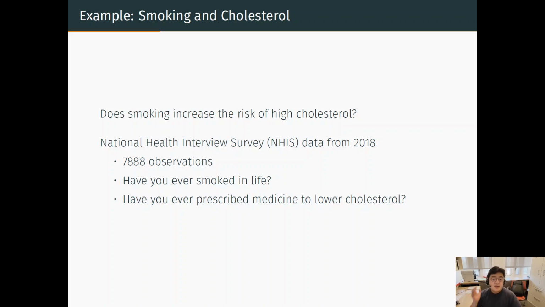Okay, we defined conditional probability in the previous video. Here, in the second example, I'll give you another example with real data. So the research question we are going to consider is the relationship between smoking and cholesterol problem. So does smoking increase the risk of high cholesterol or not?